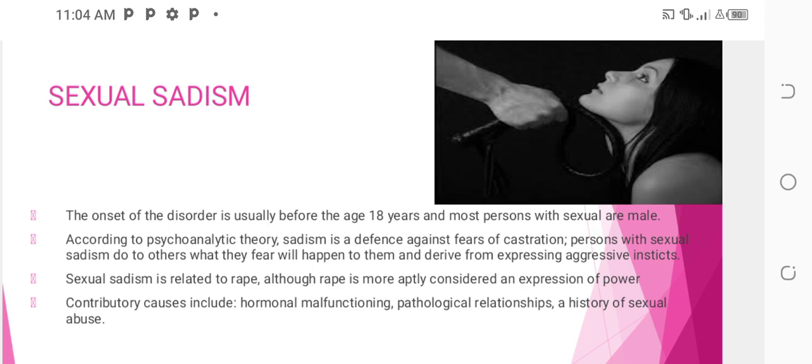Let's not confuse sexual sadism with the previous masochism. In sexual sadism, this is a partner who chooses to inflict pain on the other partner, while in masochism, they want to suffer on their own rather than have a partner inflict it.